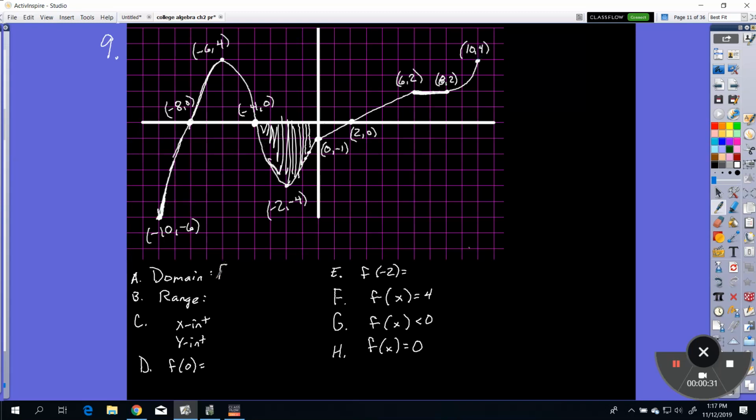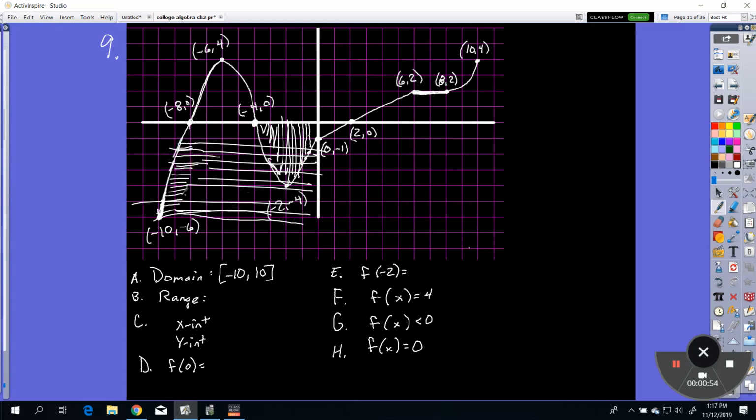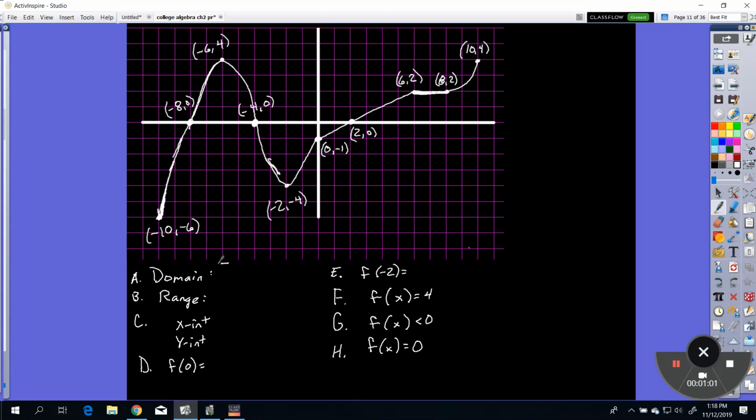So my domain is, and those circles are filled in, negative 10 to 10. My range value is what y values are used on this graph. And so if I were to draw a line from every one of these points or every part on this line to the y-axis, if I were to do this and draw a line from every point on this equation that's drawn, which y values would be used? Okay, so that's what that's asking. Which y values would be used?